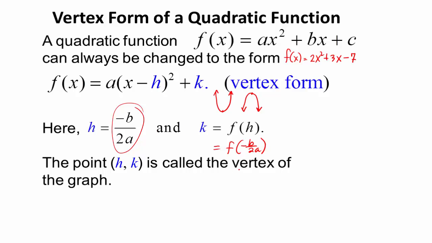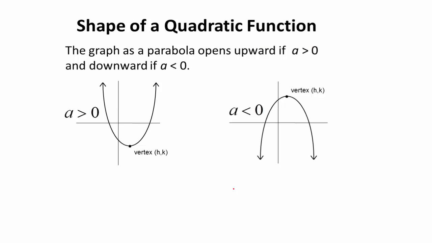So this is what we call the vertex of the graph. So the vertex could either be a maximum, it could also be a minimum. So it becomes a maximum when this a is negative, and it's minimum when a is positive. Alright, so let's see if we can try to graph a function.